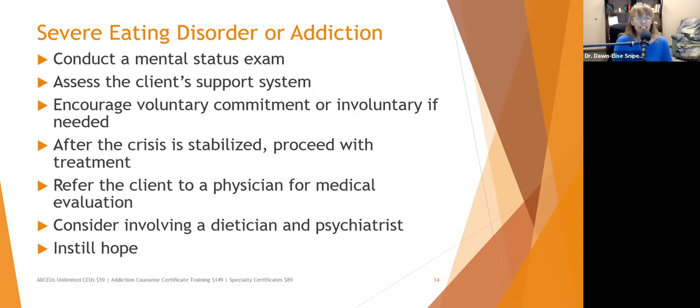After the crisis is stabilized, then you're going to proceed with treatment, which can include referring the client to a physician for a medical evaluation or a psychiatrist for psychotropic meds. You may also, in both cases, consider involving a dietitian. As a clinician in this early intervention period, one of the things that you really want to do is instill hope.